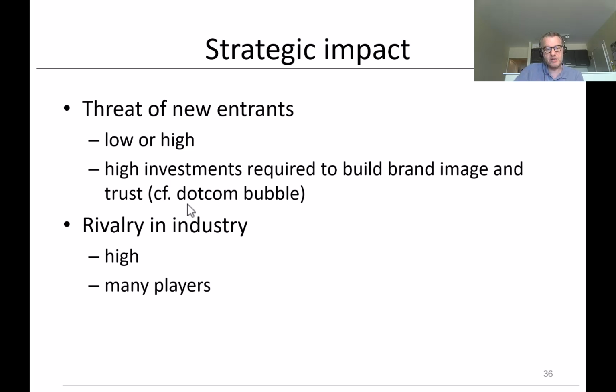The rivalry in the industry is very high because of this new price dynamics that we have. Because of the fact that, for example, the marginal costs of digital products or services is almost zero. So the rivalry in the industry, because of that race to the bottom negative price effect, is high because we have many players that are continuously competing with one another.